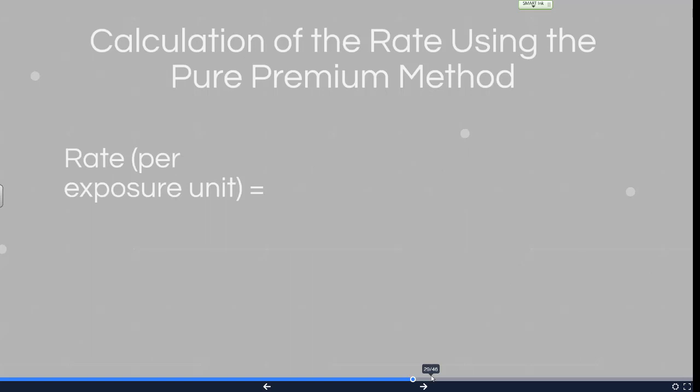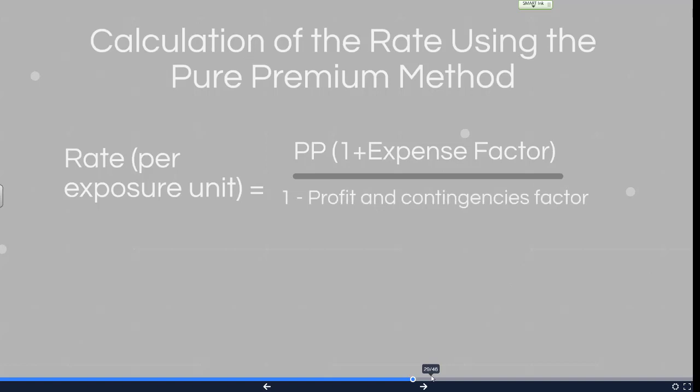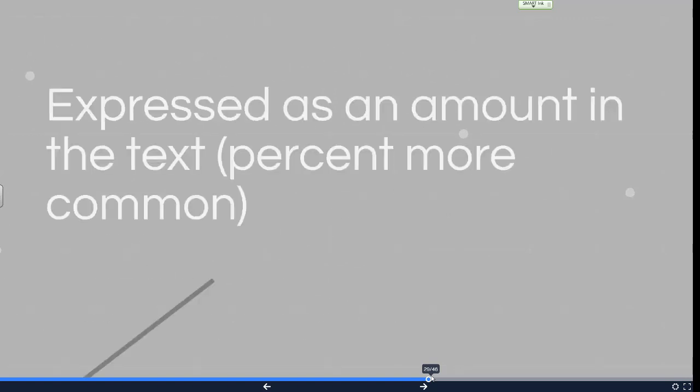So, how do you calculate the rate using the pure premium method? You will calculate the rate per exposure unit. So the actual premium will be the rate times the number of exposure units. The rate per exposure unit under the pure premium method is the pure premium times 1 plus an expense factor, divided by 1 minus the profit and contingencies factor. As an aside, in the textbook, expenses are expressed as an amount, whereas here we'll express it as a percentage of premium. Expressing expenses as a percentage is more common.